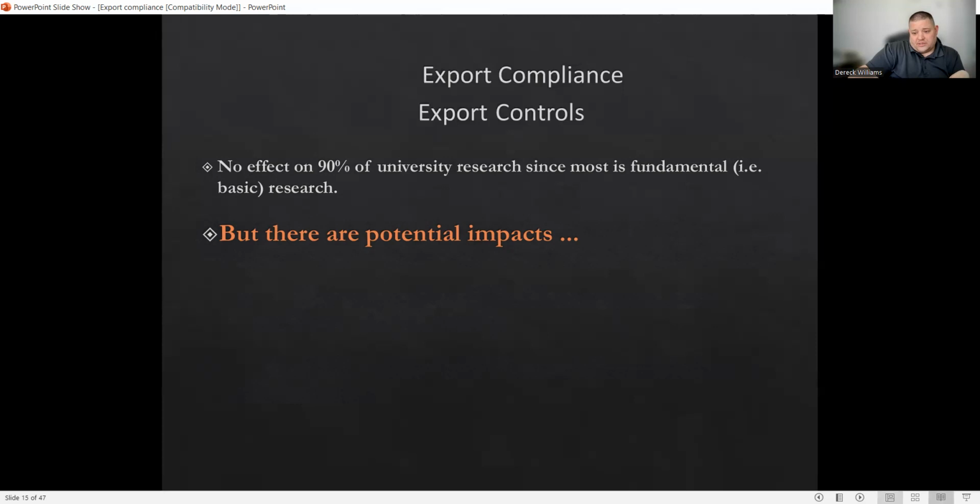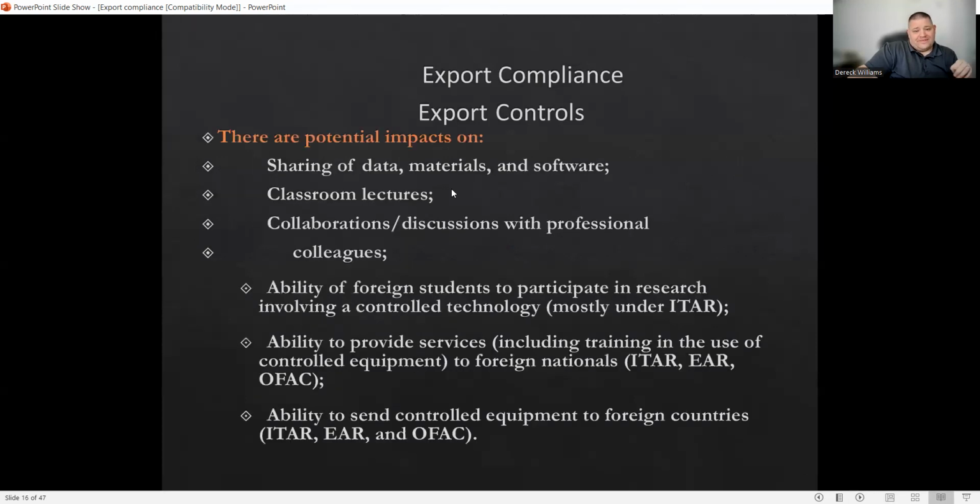That said, there are some potential impacts. Sharing of data, materials, or software. So there's kind of specific things. They can be impacted, or they can affect your compliance. Certain classroom lectures, again, the exchange of oral information can be considered an export. Collaborations, discussions with professional colleagues. Again, that's usually going to be that oral, possibly written discussion. The ability of foreign students to participate in research involving controlled technology. That mostly applies to the ITAR.